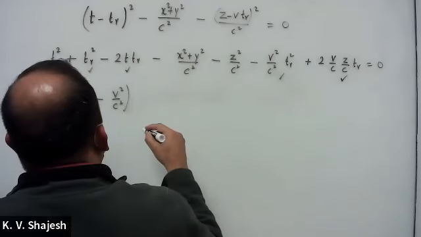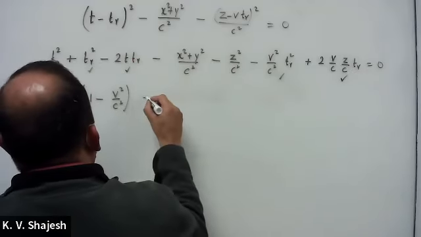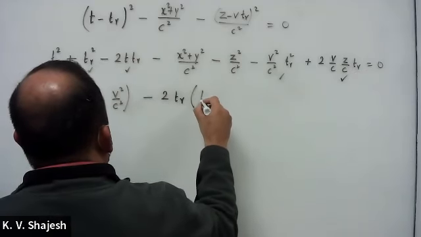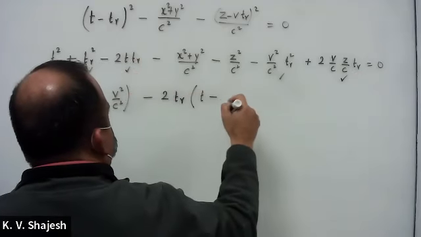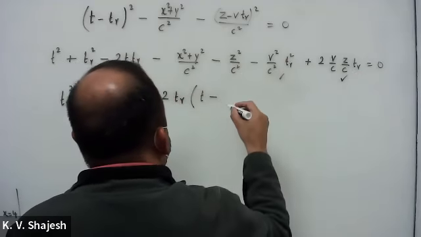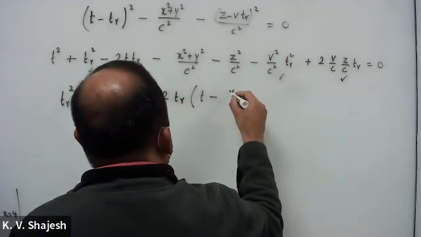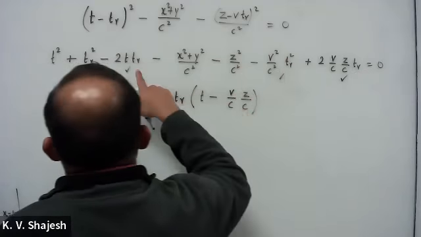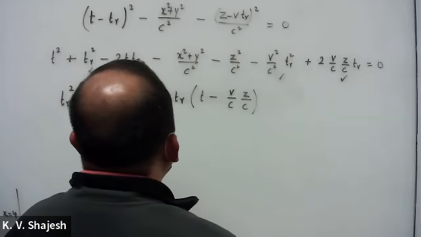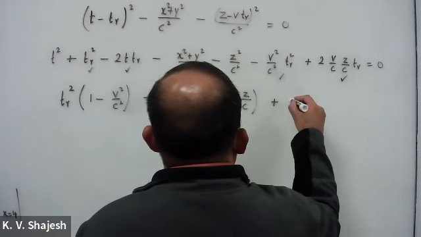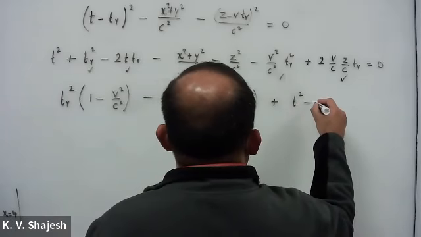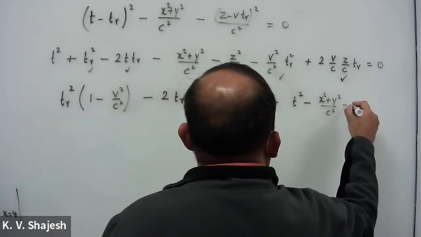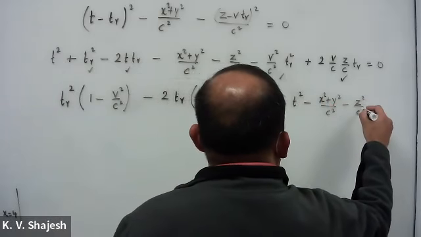So let's write it as 2 t_r, and that's t minus, this is plus or minus outside, so it is v over c, z over c. So those 2 terms are gone, and finally whatever is remaining is plus t squared minus (x squared plus y squared) over c squared minus z squared.